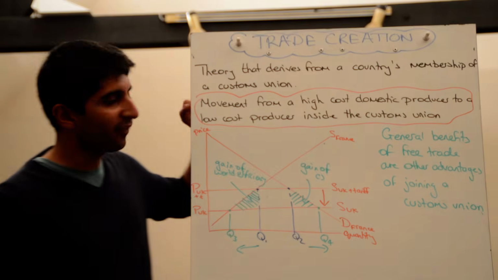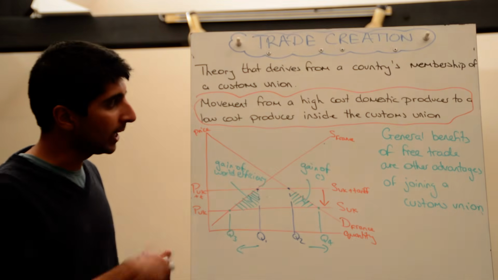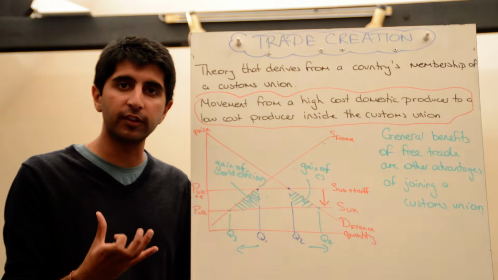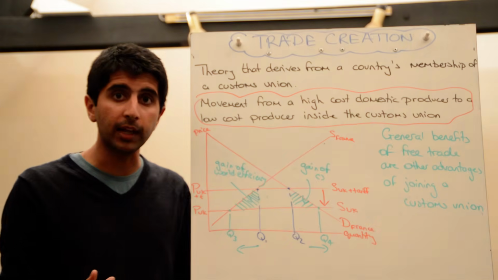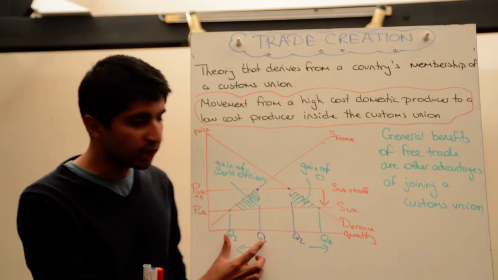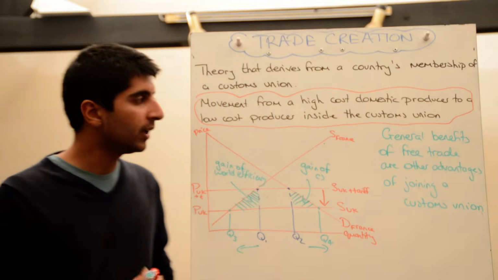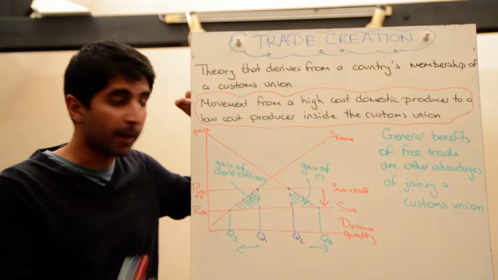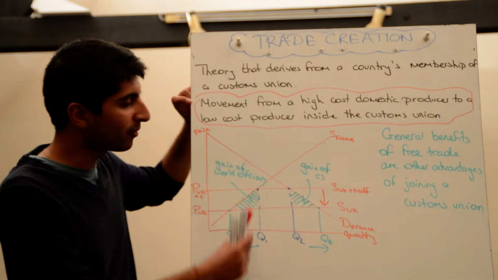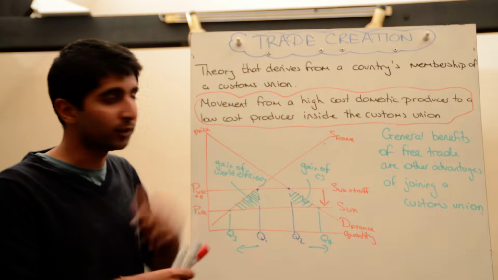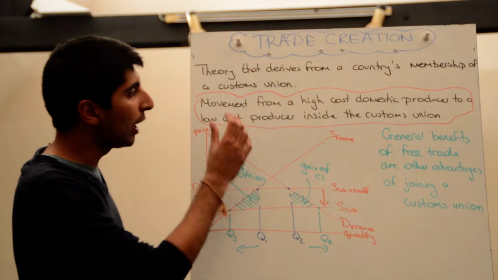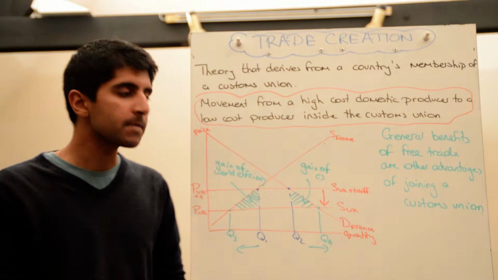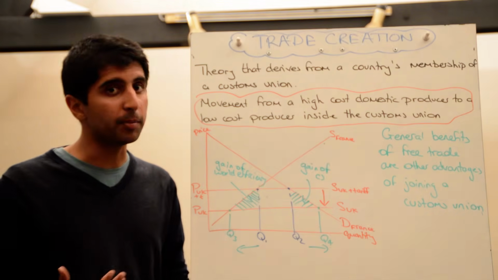So, where is this definition on the diagram? Well, initially, French suppliers were producing quite a high level of quantity in the market, up to Q1 in the market. But they were producing between Q1 and Q3 units inefficiently. So now you can see, as a result of the UK joining the customs union and there being free trade, there is a movement from a high-cost domestic producer, which is France in this case, to now a low-cost producer within the customs union, which is now the UK. And that's the movement. That's an efficient movement as well.